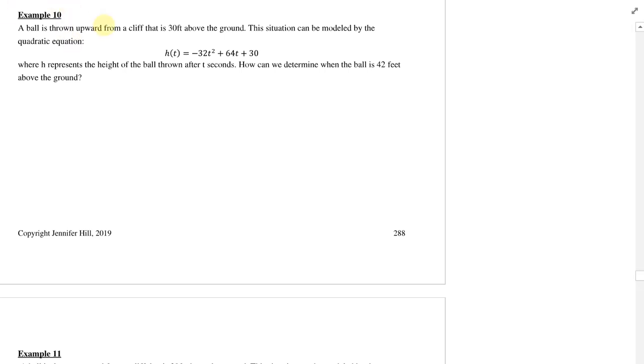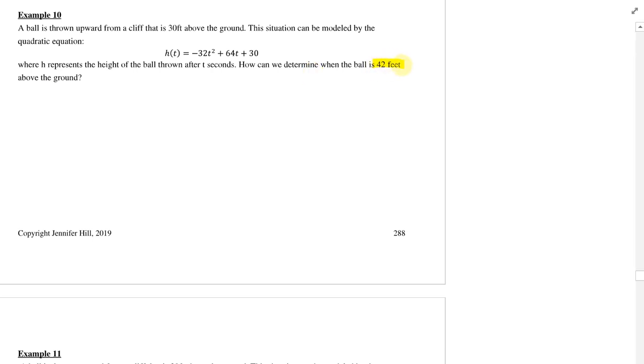So this is the same quadratic we just saw a couple pages ago, right? Now, h represents the height of the ball thrown after t seconds. How can we determine when the ball is 42 feet above the ground? So all I want to do now is say, do I have enough information to actually figure this out? How could I figure out when the ball is 42 feet above the ground? I've got this equation. What do I have to do to this? Well, all I have to do is leverage this 42 feet.